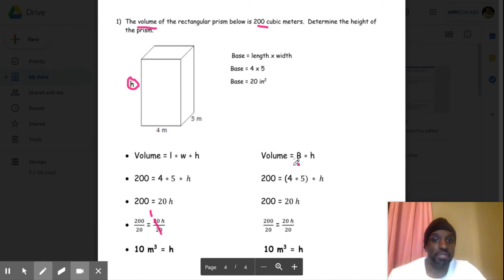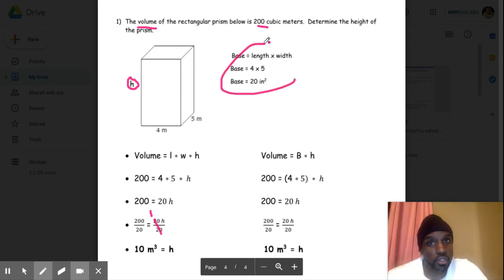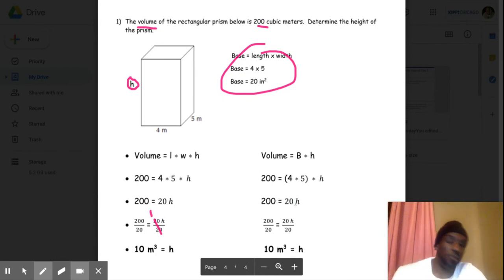Now I did the same thing over here using volume equals base times height. The base, remember, is up here, and it says the base is 4 times 5, or 20. So volume equals 20 times h. Remember, the base is nothing but the area of the bottom. The area of the bottom is 5 times 4. That's right up here, I'm circling it. So do the same thing. I'm trying to get h by itself. I divide both sides by 20. 200 divided by 20 is 10. There you go. You got your answer.